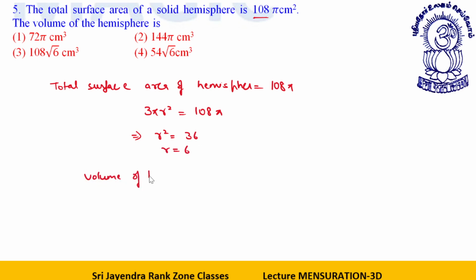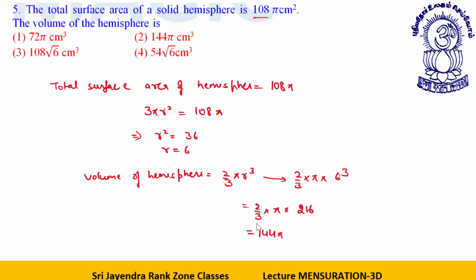Volume of a hemisphere is what? 2 by 3 pi r cube. This gives you 2 by 3 into pi into 6 cube. That is 2 by 3 into pi into 216. That is 144 pi. If you are good at calculation, 3 into 72 is 216, so 72 into 2, 144 pi. Option number 2 is the answer. Okay. Clear to all?